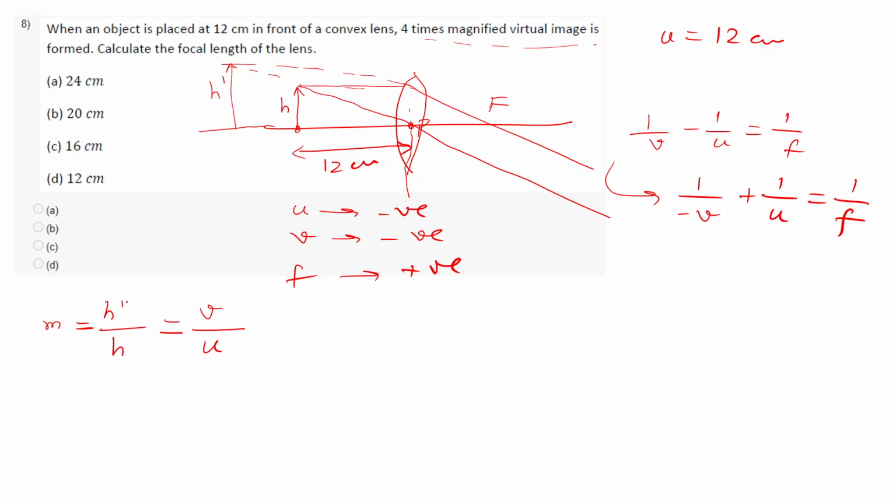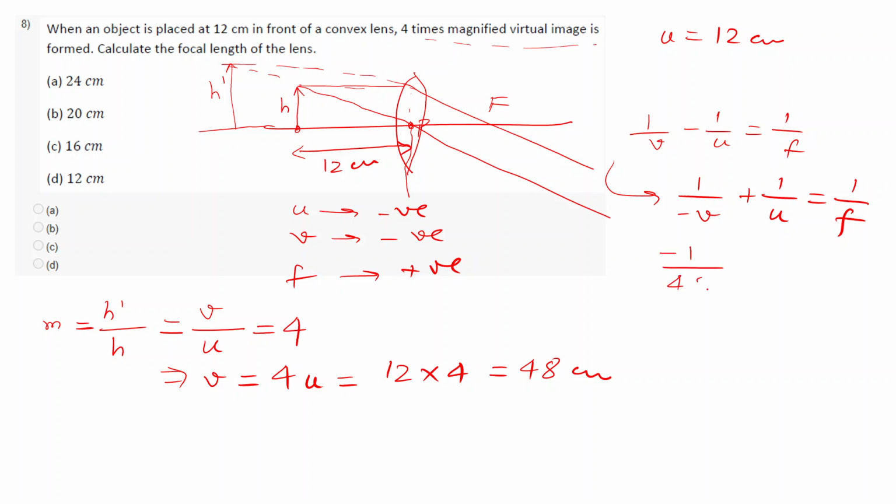So heights we don't know, but we know the object distance, and magnification is also given, which is 4 times. That means the image distance is 4 times the object distance. Object distance is 12 centimeter. So image distance is 48 centimeter.